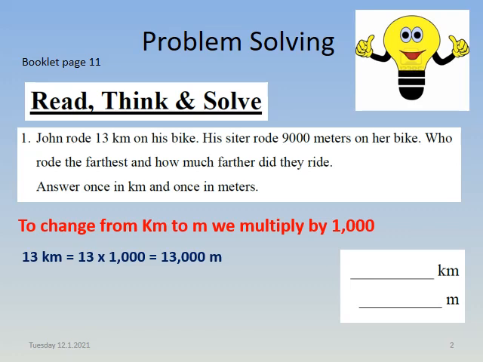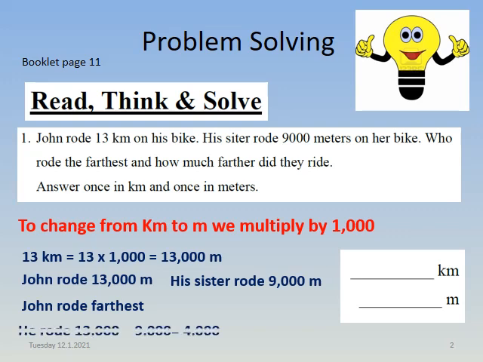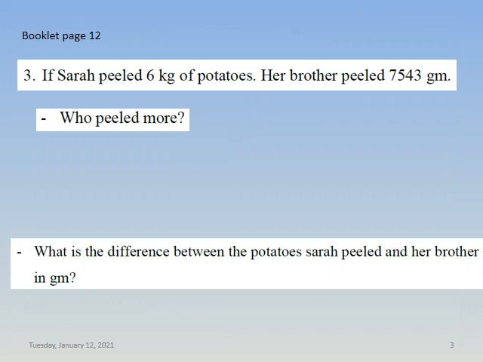So here I remember, in order to know how much more, I will subtract. So I want the answer once in kilometers and once in meters. So first I will make the meters because we already converted it into meters. So I know now that he rode 13,000 minus 9,000 meters, which is equal to 4,000 meters. At the same time, we know that the 4,000 meters are equal to 4 kilometers. In order to change from meters to kilometers, we divide by 1,000. So I cross out 3 zeros.